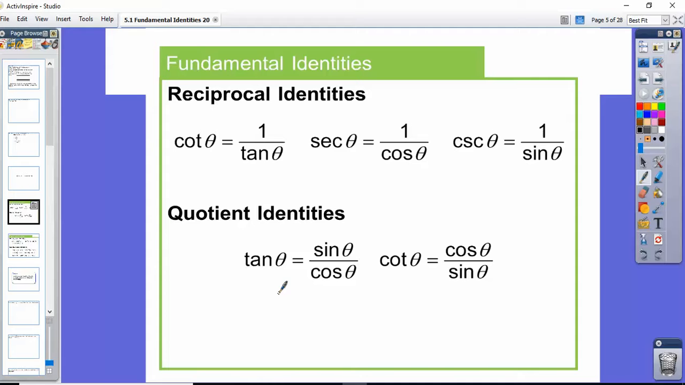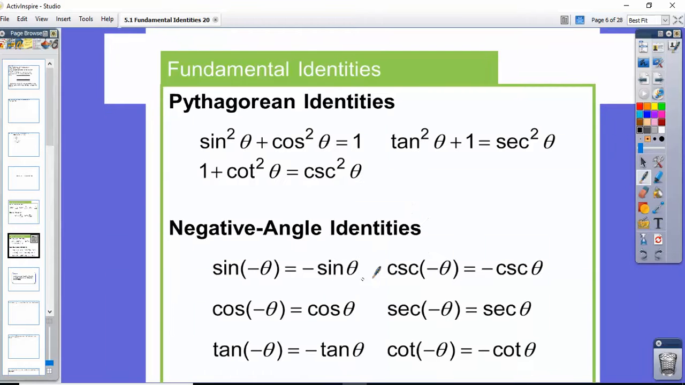So these are just talking about reciprocals. We know tangent and cotangent are reciprocals, sine and cosecant, cosine and secant, so that property still holds. We know that tangent is sine over cosine, cotangent is cosine over sine. So if you need to pause the video right now and write that down, you can.